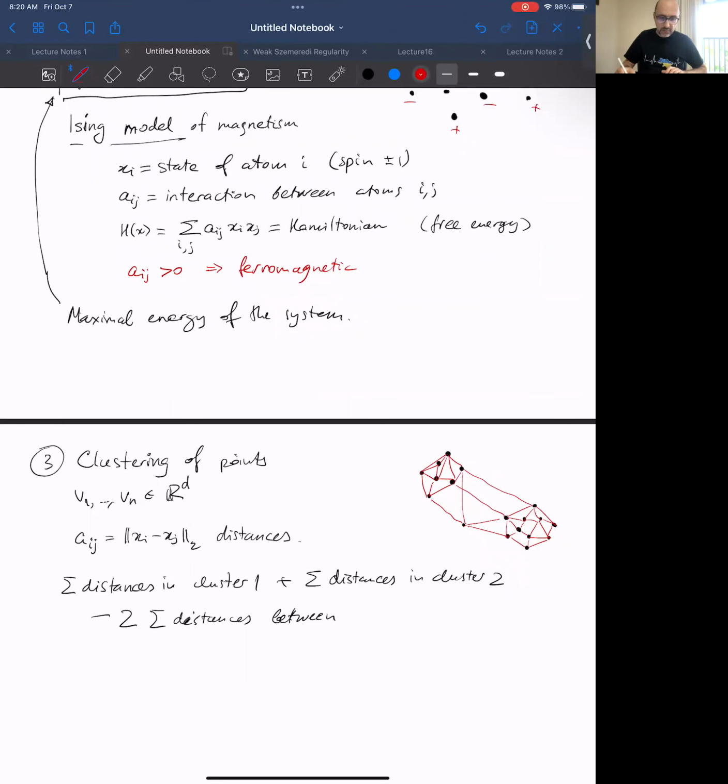We can say something like this: assign +1s to points in one cluster, assign -1s to points in the other cluster, like spins. And then do the following. We take the quadratic form: the sum of a_ij x_i x_j.